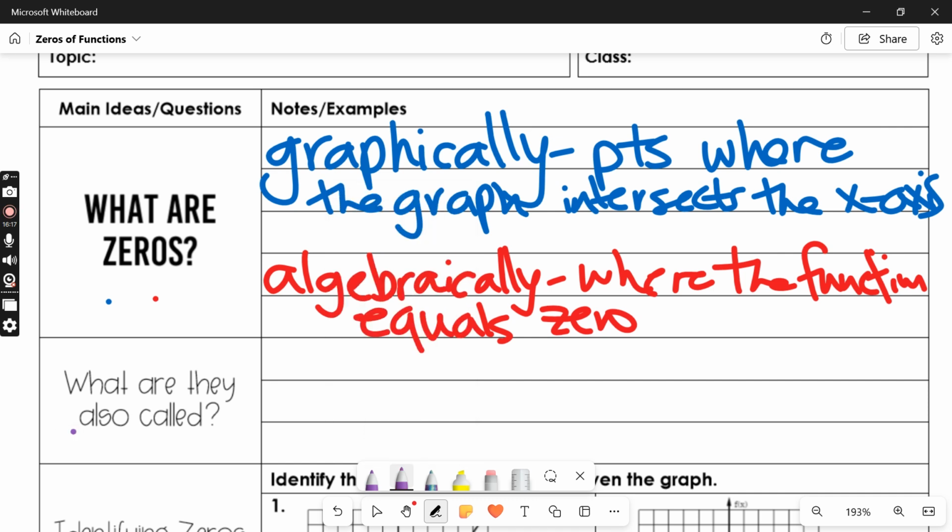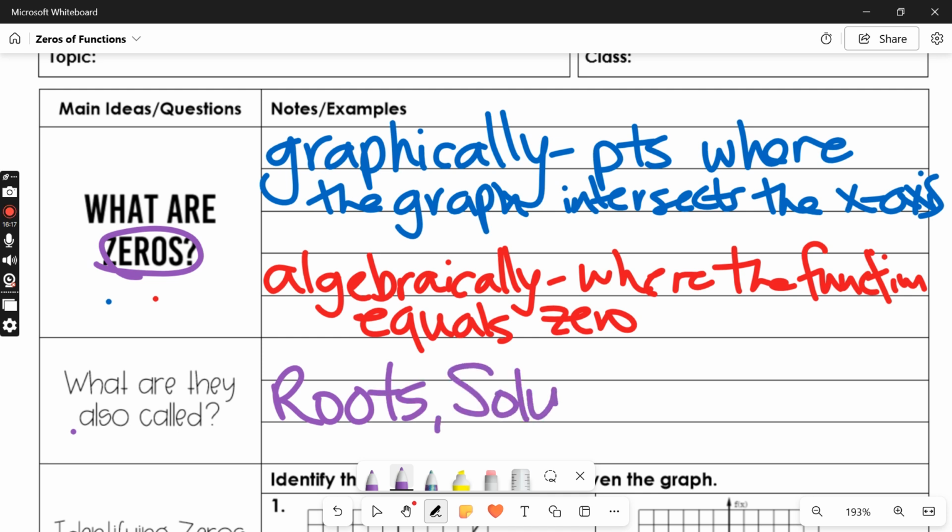What are they also called? It has four names. So zeros, and then we have roots, solutions, and then the last thing they're known as is x-intercepts.